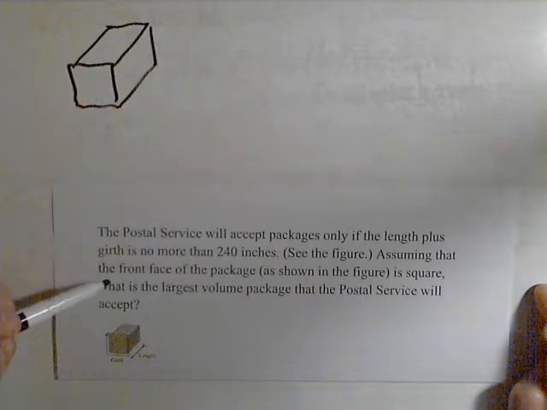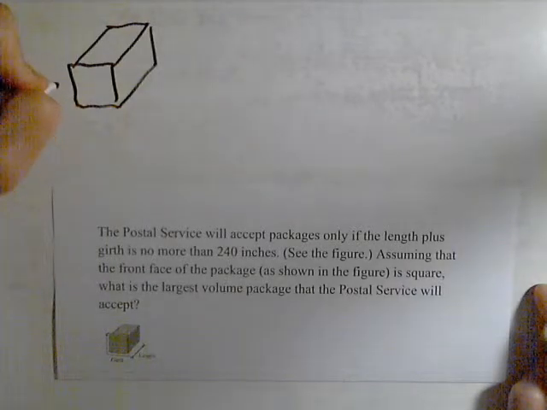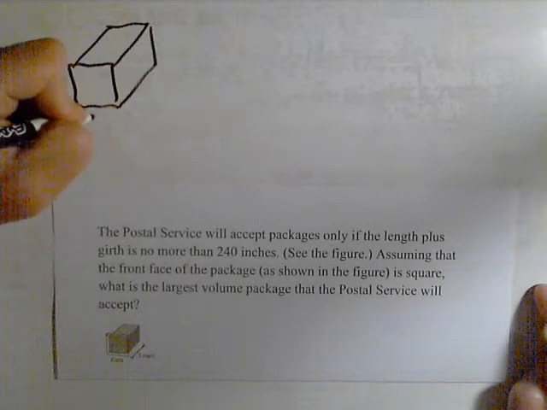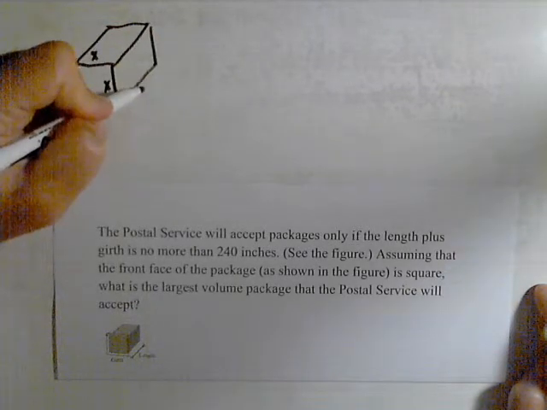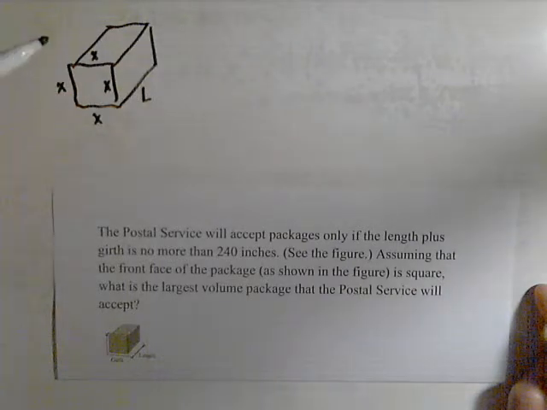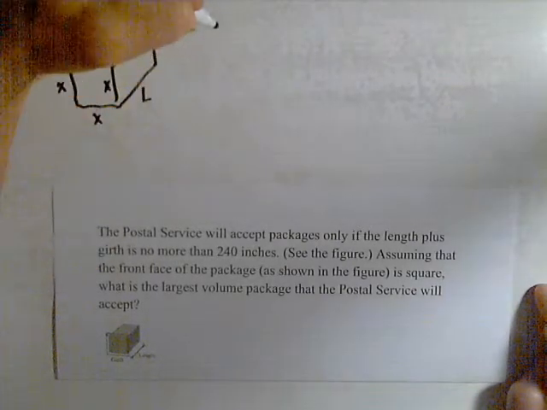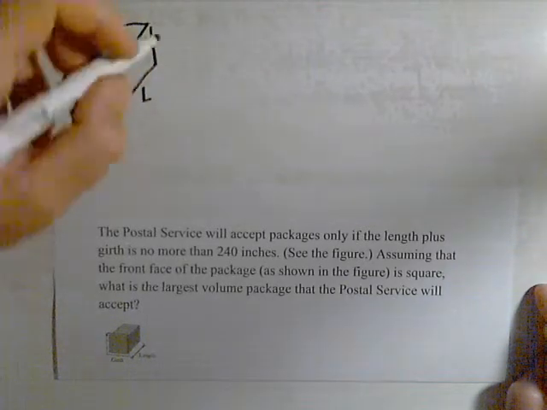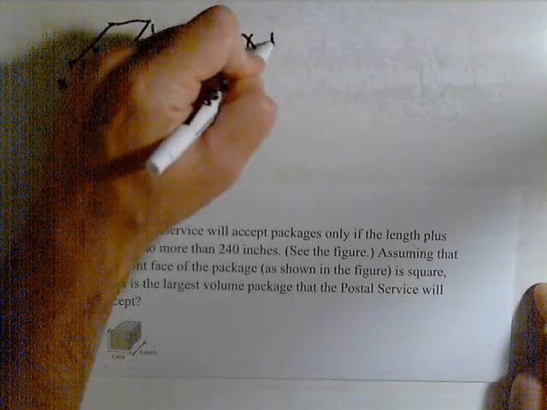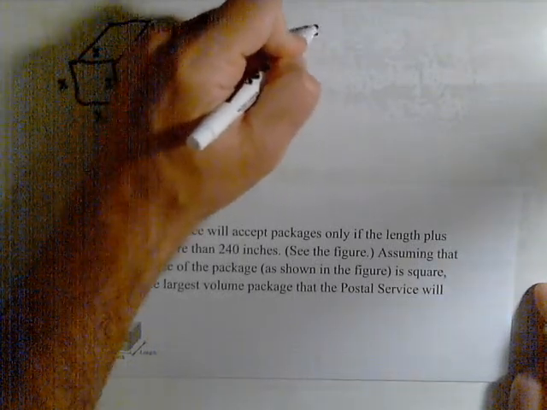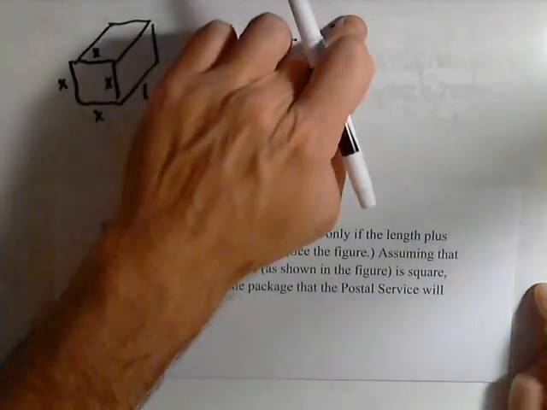Now, assuming that the front face of the package is square, what is the largest volume package that the Postal Service will accept? So it's square, so we know that this side's x, this side's x, and this side's x, and then we got our length L. So the girth plus the length can be no more than 240 inches. So we have x plus x plus x plus x. So our constraint is that 4x plus L has to equal 240.